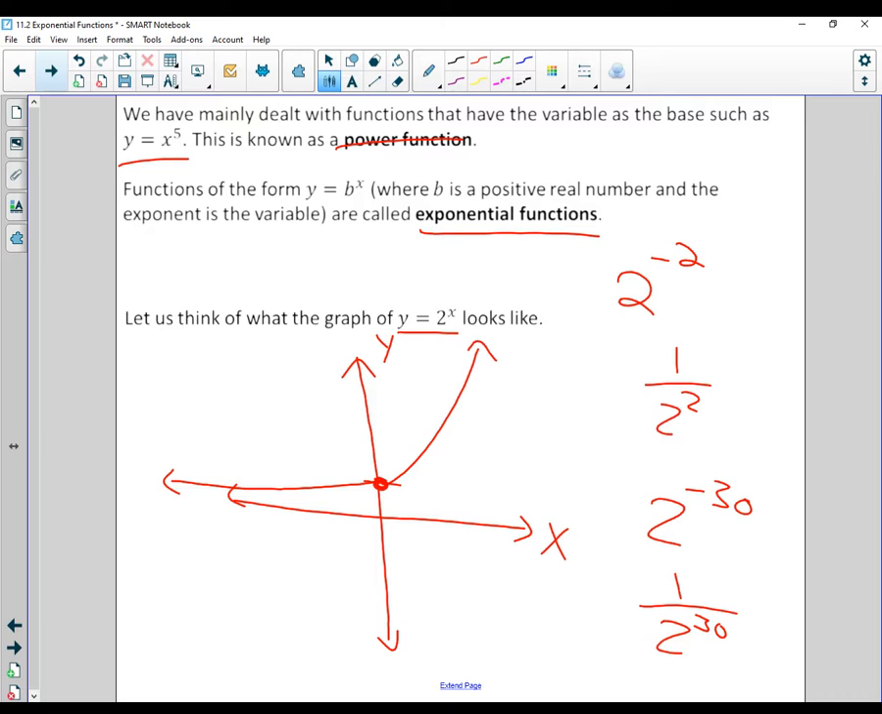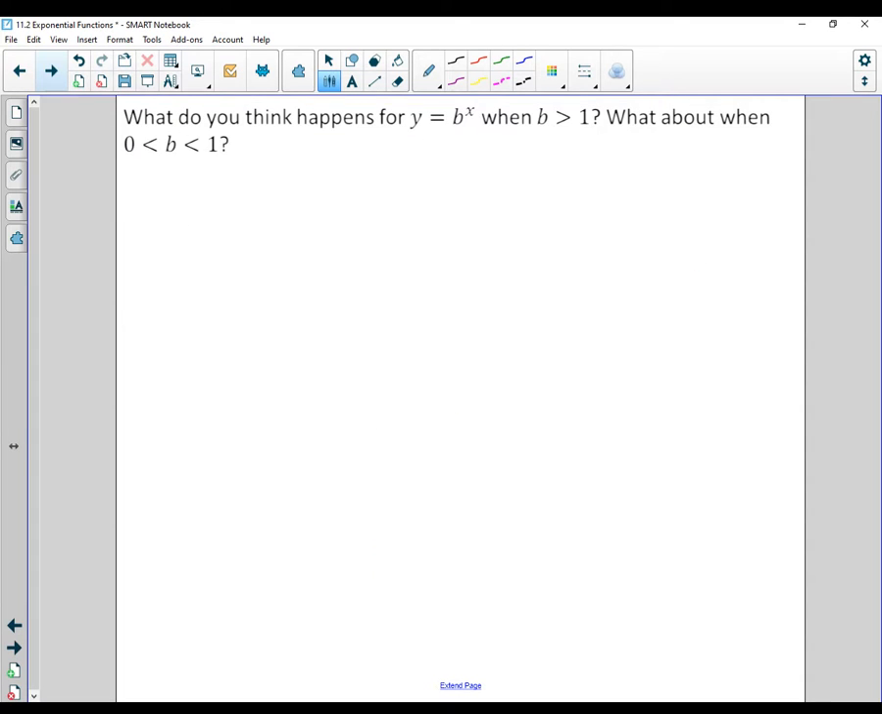If you did a negative out front, not negative 2 to the x, you would just flip it. That's just to give us an idea.